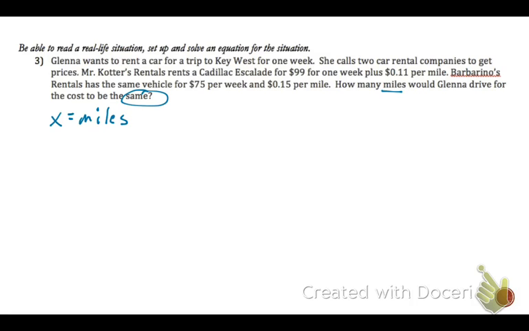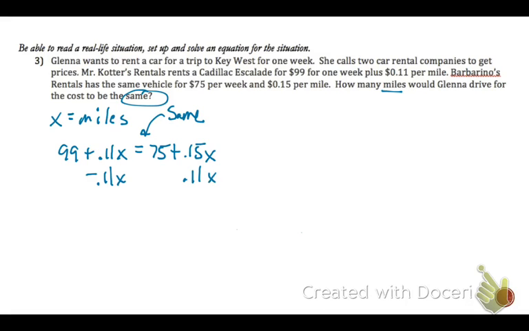So we're going to set up 2 math expressions for the cost and set them equal to each other. Mr. Cotter's is $99 plus 11 cents per mile. Barbarino's is $75 per week plus 15 cents per mile. And when we see same, we set them equal to each other. Now when we solve, we're going to find out how many miles Glenna drives in order for that cost to be equal.